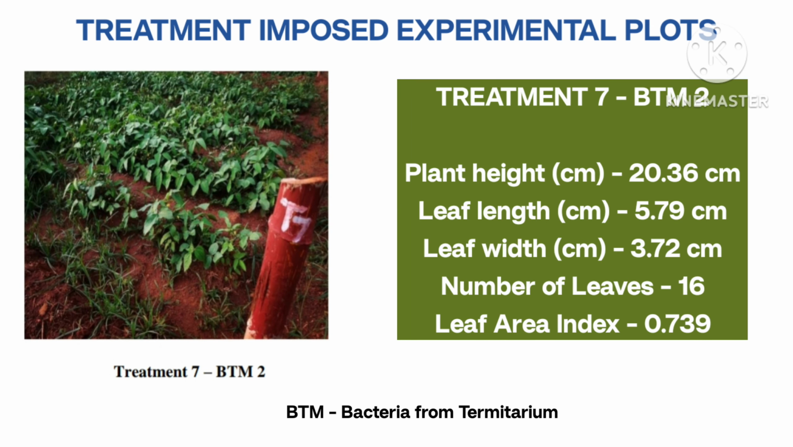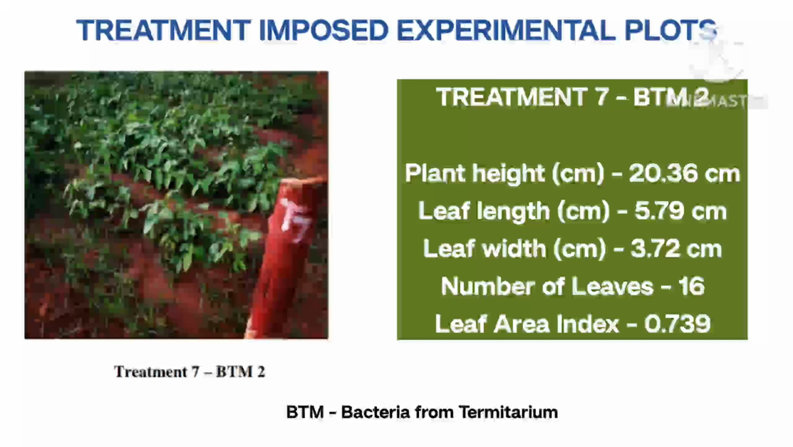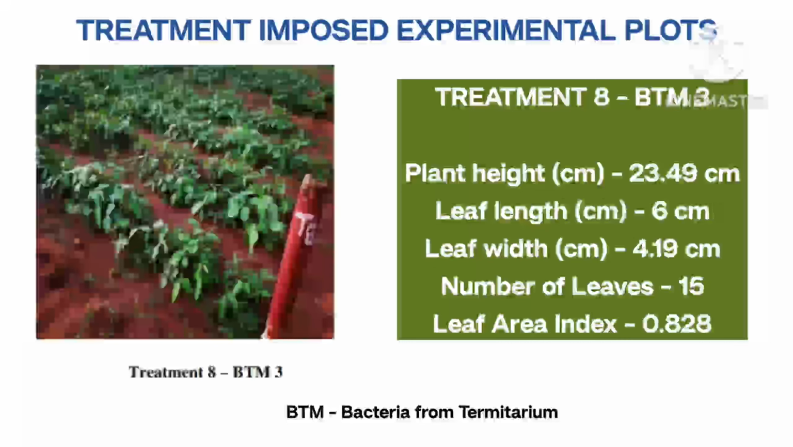Treatment 7, treated with broth of bacteria 2 from termitarium sample. Plant height 20.36 cm, leaf length 5.79 cm, leaf width 3.72 cm, number of leaves 16, leaf area index 0.739. Treatment 8, treated with broth of bacteria 3 from termitarium sample. Plant height 23.49 cm, leaf length 6 cm, leaf width 4.19 cm, number of leaves 15, leaf area index 0.828.